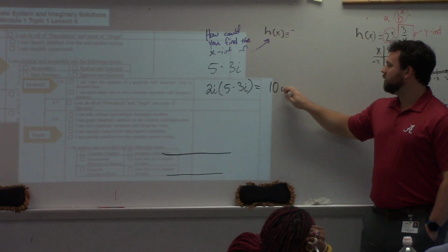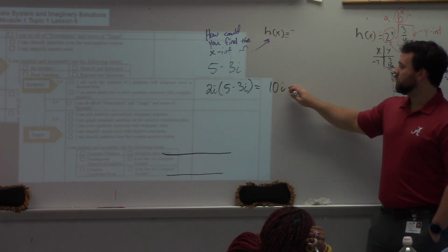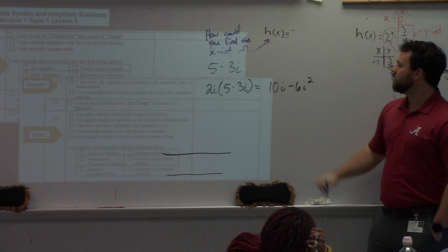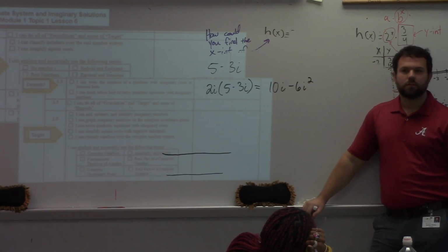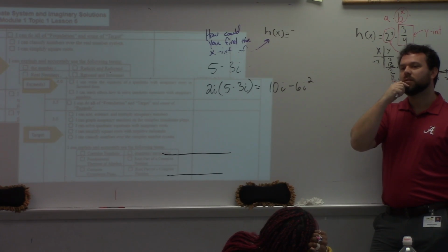10i plus 6i squared? So minus 6i squared. Okay? So what's my imaginary and what's my real? The real is a 6i squared because if you square it, it'll come out as a positive. Wait, so say that one more time, Jaden. If you square it, it'll come out as a real positive number.